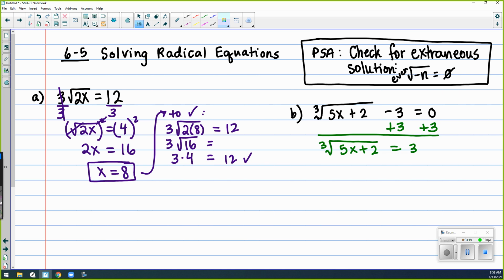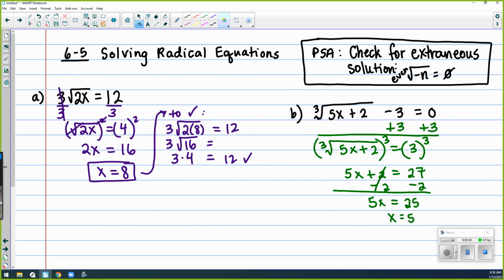What would undo a third root would be a third power, so I'm going to raise both sides to the third power. Third root, third power cancels out. I know that 3 to the third power is 27, and then you know what to do from here. Maybe you could even just do this mentally. Before I put a box around that, though, I am going to check to make sure that x equals 5 is not an extraneous solution.